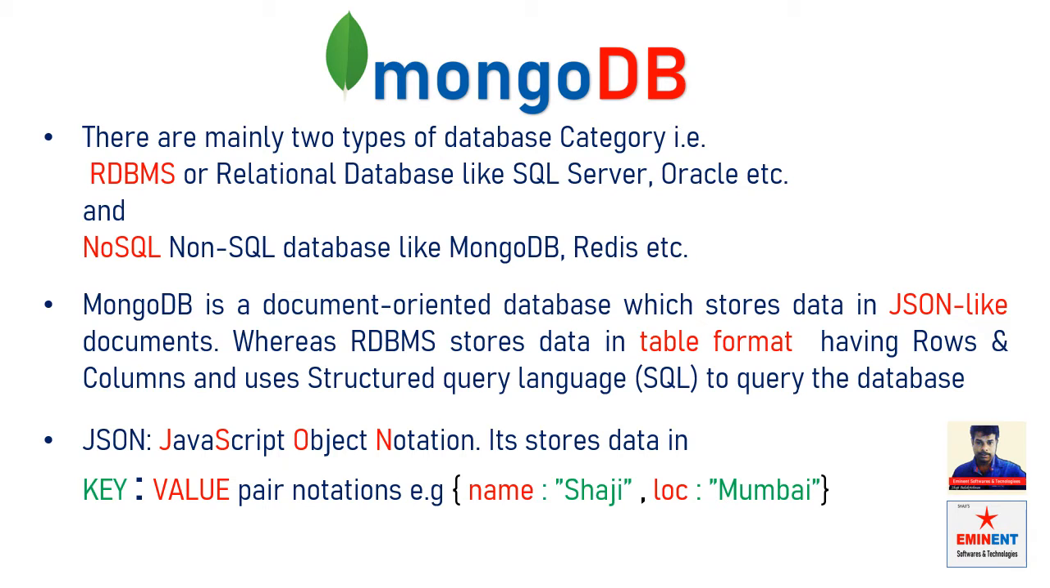JSON stands for JavaScript Object Notation. It stores the data in key-value pair notation. For example, in the braces you can see name and the value is Shaji, location and the value is Mumbai, where name is the key and the value is Shaji. Again, location is the key and the value is Mumbai. This type of notation we call JavaScript Object Notation.